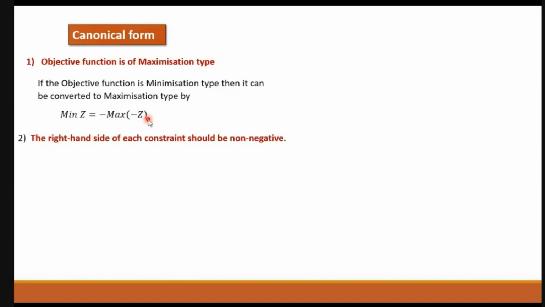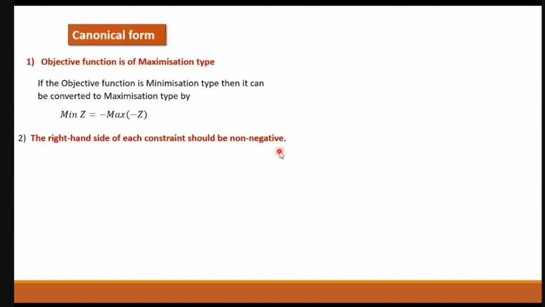Second condition, the right hand side, or I say stipulations, the right hand side of each constraint, constraint is equation 2. The right hand side of each constraint should be non-negative. Now, what do you mean by non-negative?